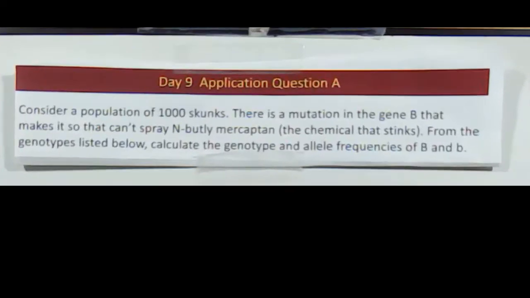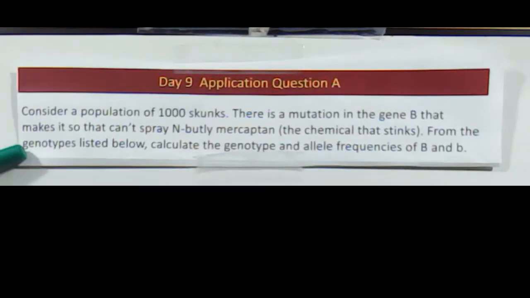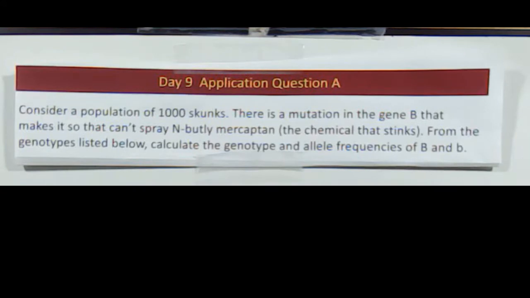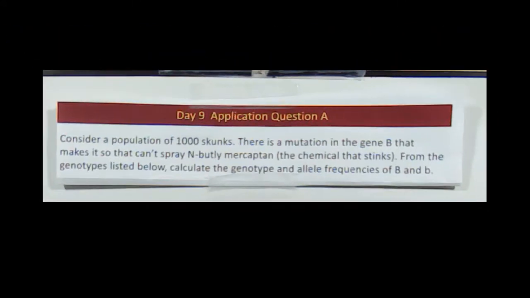Okay, so let's look at this first question that you were asked. Consider a population of 1,000 skunks. There is a mutation in the gene B that makes it so that it can't spray N-butyl mercaptan. That's the stinky stuff. From the genotypes listed below, calculate the genotype and allele frequencies of big B and little b. So first thing we want to do is calculate the genotype frequencies.